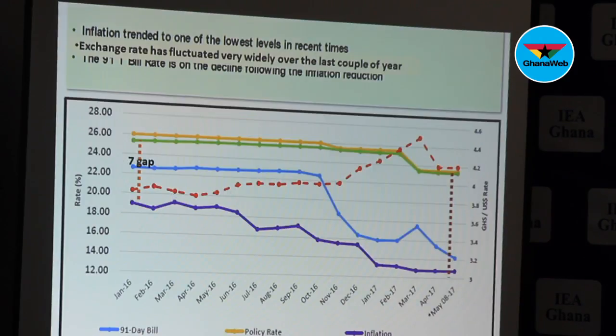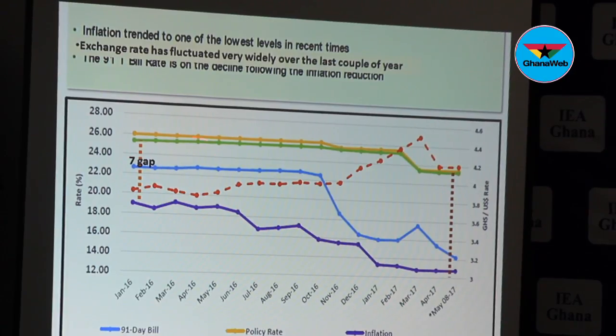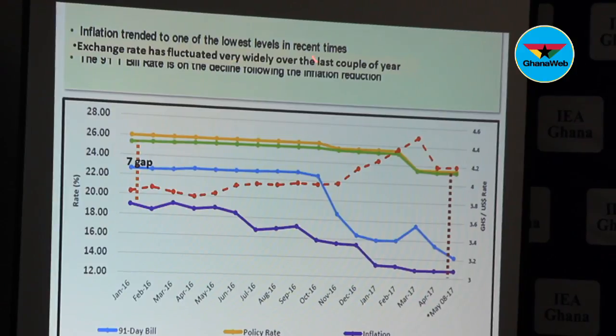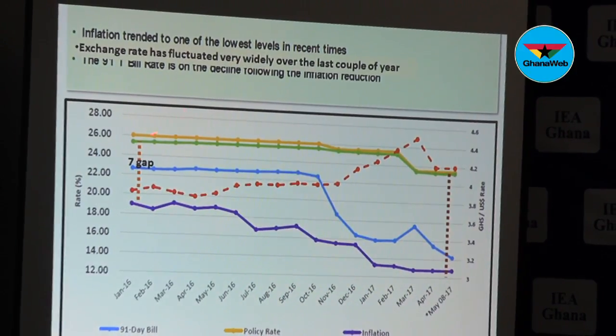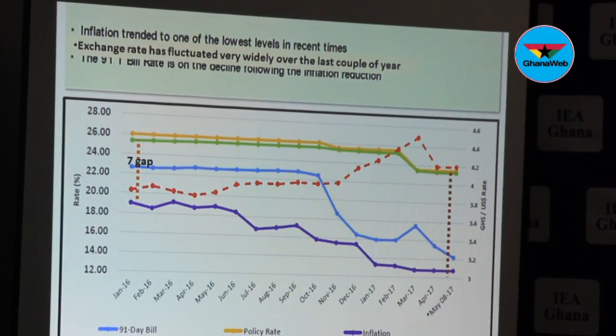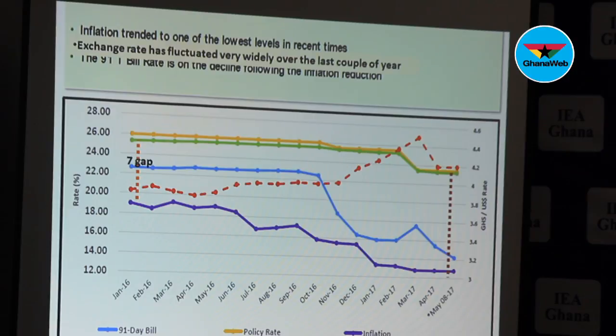So, I also looked at the period since we started inflation targeting, and I've made the argument that because of the weakness in our economic structures and the fact that the economy is so sensitive to the commodity market, over a period of time the gap between inflation and the monetary policy rate has widened. And because the monetary policy rate is the rate below which commercial banks cannot price their loans, interest rates have also remained very high.